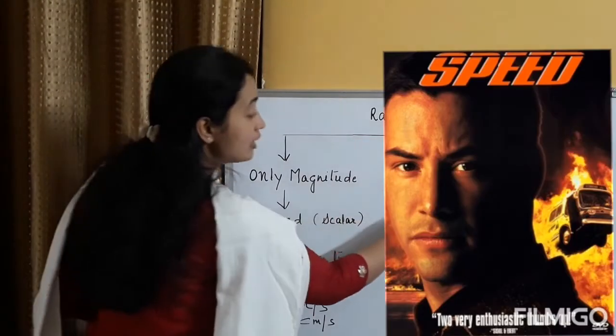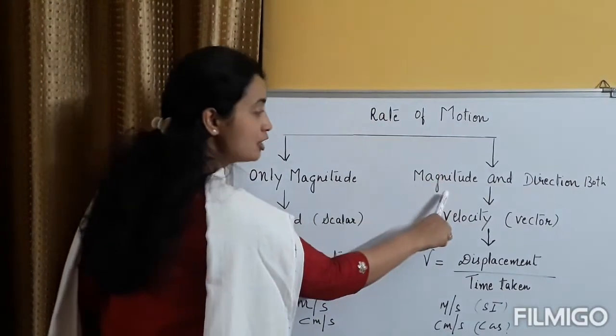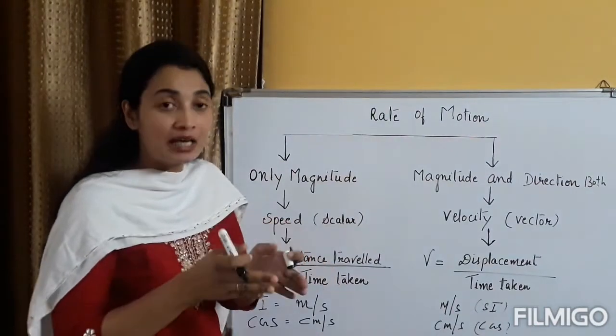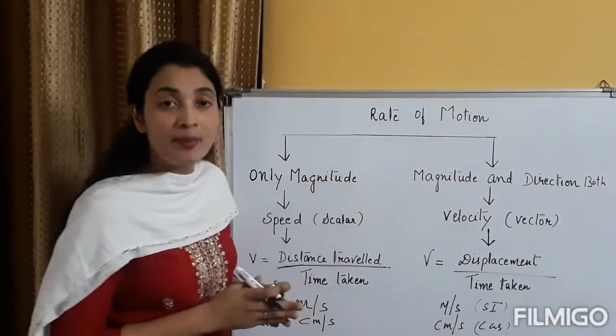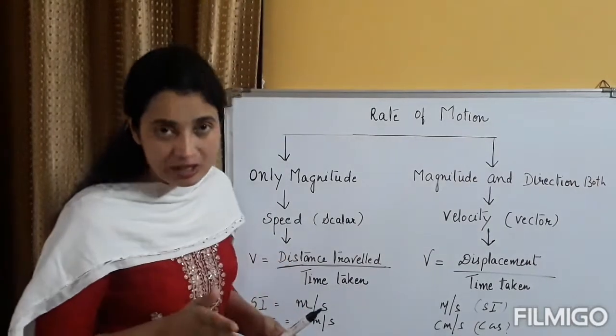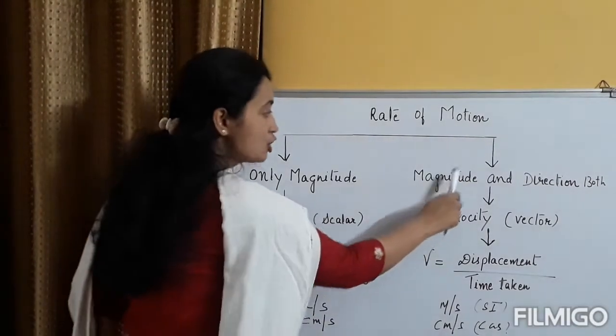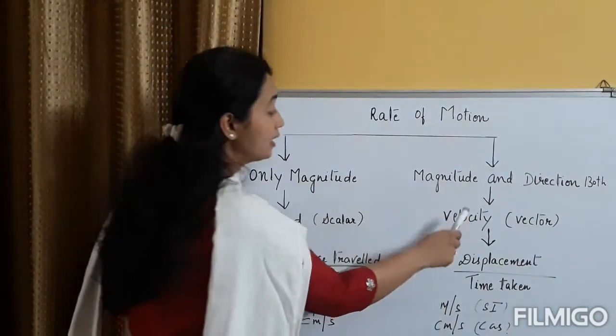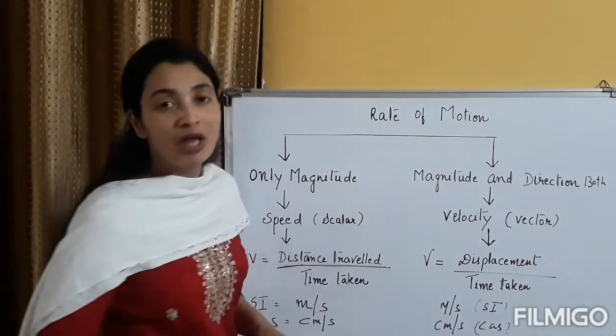But if you are interested in the magnitude as well as direction, meaning how much motion has taken place in the given time interval, and at the same time you are interested in knowing in which direction, so magnitude and direction both, if we are interested in calculating, we call this term velocity.